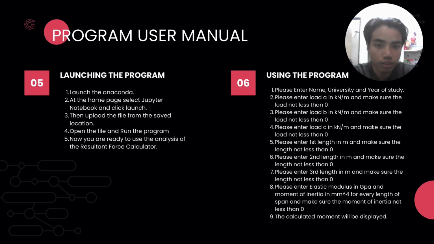Then you need to enter the elastic modulus in GPa and moment of inertia in millimeter to the power of 4 for every length of span, and make sure the moment of inertia is not less than 0. After you insert the input needed, the calculated moment will be displayed.